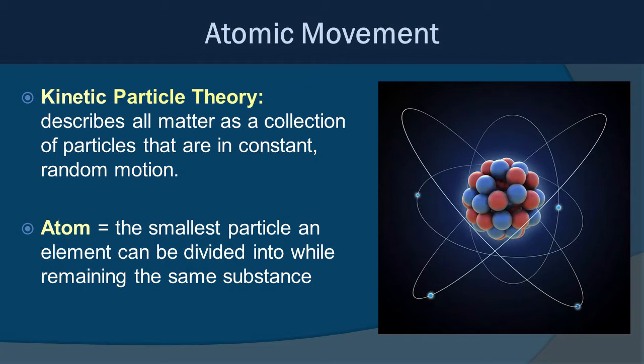So now it's time to get down to business and start learning about chemistry and specifically matter. Now, the first thing I want to talk about is the kinetic particle theory, which describes all matter as a collection of particles that are in constant random motion. Now, you probably all remember the smallest unit of matter is an atom, right? So the definition is an atom is the smallest particle an element can be divided into while remaining the same substance.